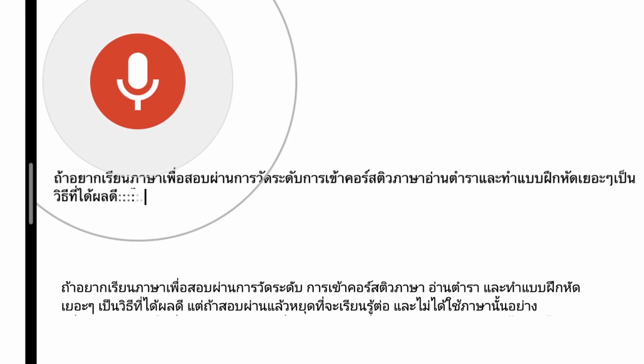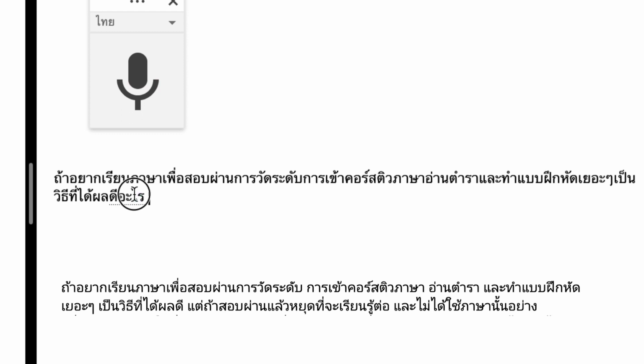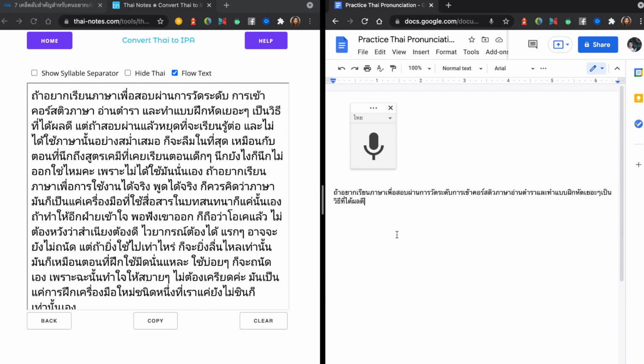Alright. Oops. Alright, not อะไร. Okay, see? I think everything is correct because I'm a Thai native speaker. Now, let's see if I would read the same text but with wrong tone and correct vowels. I do my best. Okay, wrong tone.